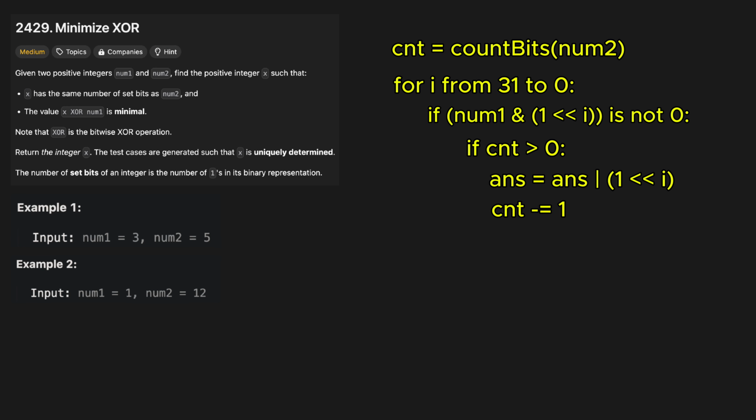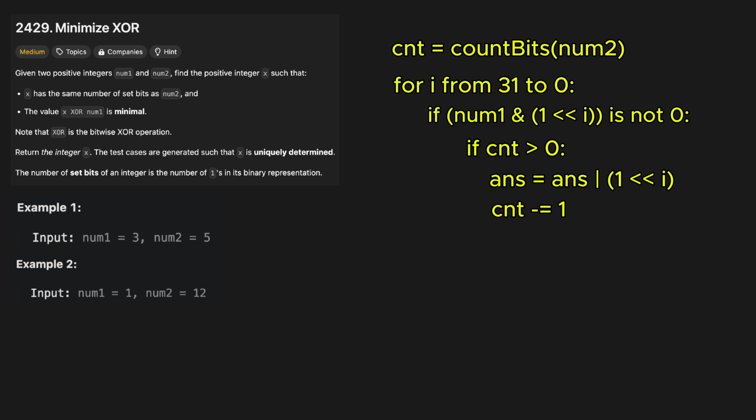And now the question is, how can we set the ith bit in our answer x? And for that we can look at the OR operator. The OR operator returns 1 when either of the bits is set. Therefore we can use this operator to set the ith bit in the answer x and then decrement the count of set bits by 1.